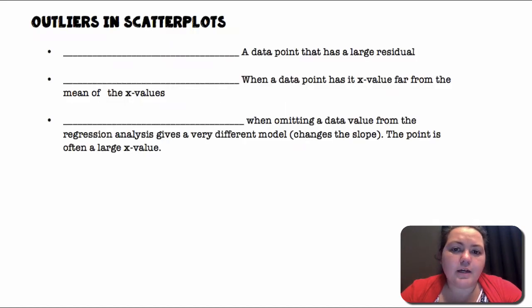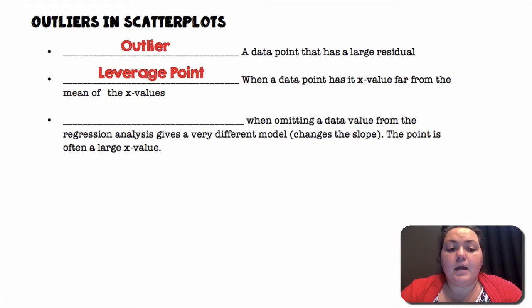All right, so outliers and scatter plots. An outlier is a data point that has a very large residual when we're talking about linear regression and lines of best fit. A leverage point is when the data point has an x value that is far from the mean of the other x values. So if it's very far off in the x direction, then it's most likely a leverage point.